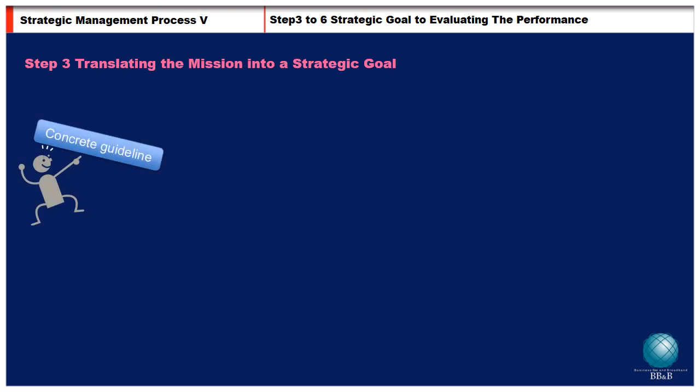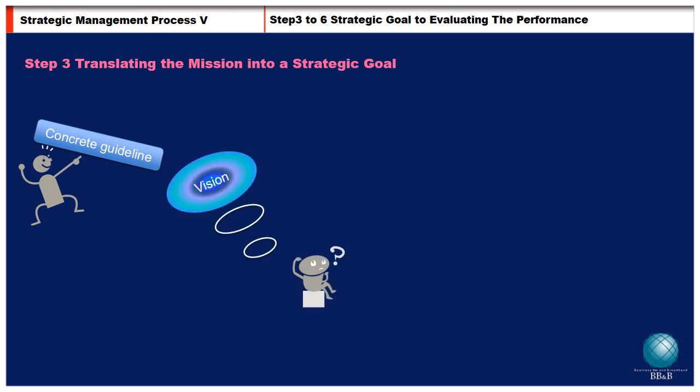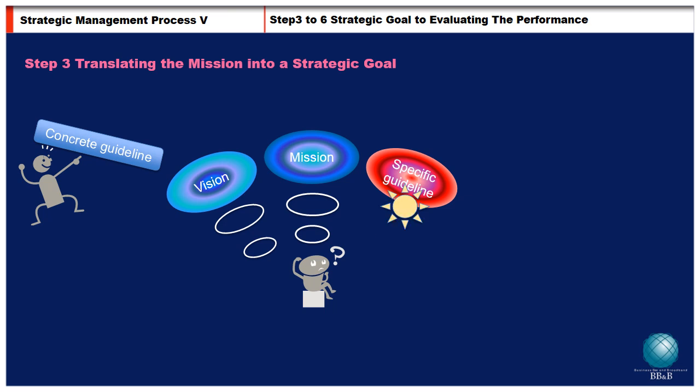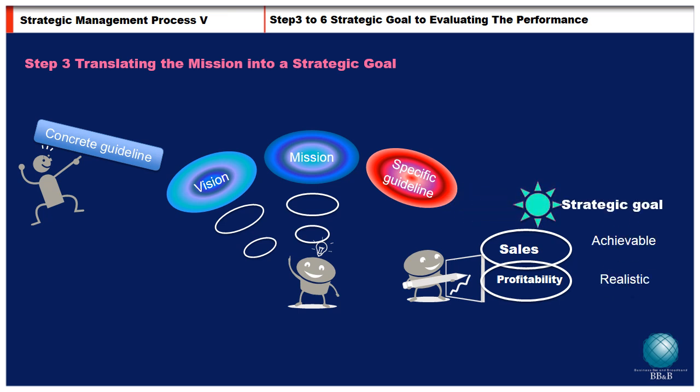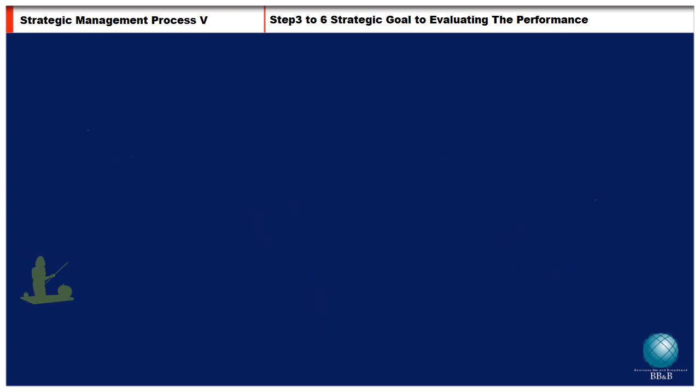Managers need a concrete guiding principle for the direction of the company. Vision is a general statement of an organization's intended direction. A mission is more purpose-oriented, but it is still too broad, so the mission should be translated into specific guidelines. Also, target amounts should be established, such as a sales target and a profitability target. Such strategic goals should be achievable and should reflect a realistic assessment of the current and projected business environment.